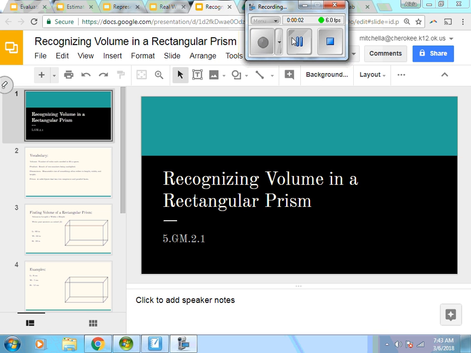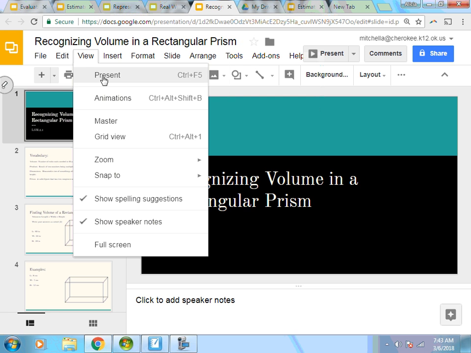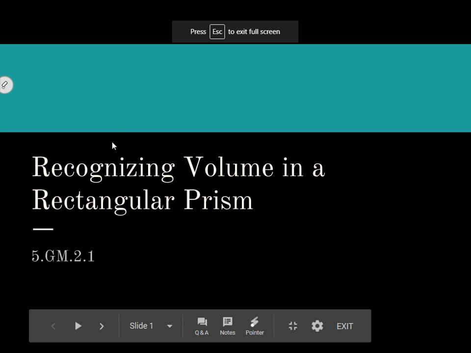Okay, we're going to be recognizing volume in a rectangular prism. Let's get this started here. Okay, recognizing volume in a rectangular prism.